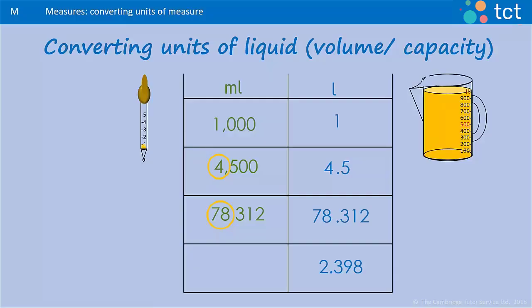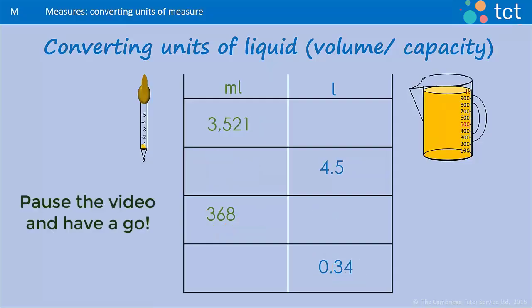Doing one the other way round, we have 2.398 litres. Because there are 1,000 millilitres in a litre, we have to multiply the litres by 1,000 to find how many millilitres there are. Because there are 2 whole litres, we know that we're going to have 2,000 and something. And when we multiply that by 1,000, it's 2,398 millilitres. If you want to pause the video and try filling in the gaps here, you can.